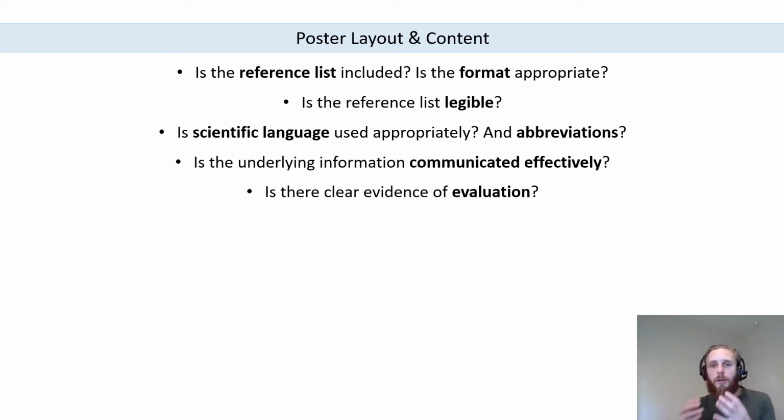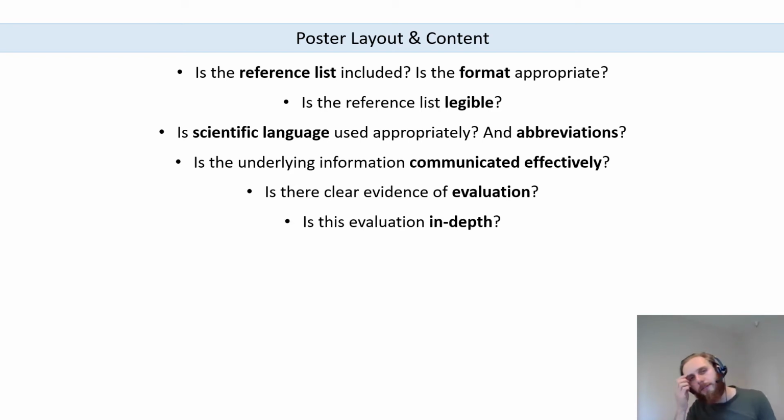And again, communication is important here as well, really important. If you're evaluating, but the evaluation isn't clear, it's a bit clumsy or a bit muddy, it's not quite clear what you're trying to say, the points you're making aren't communicated well, then obviously that's going to impact your marks. So evaluation needs to be present, and like the other content, it needs to be communicated effectively.